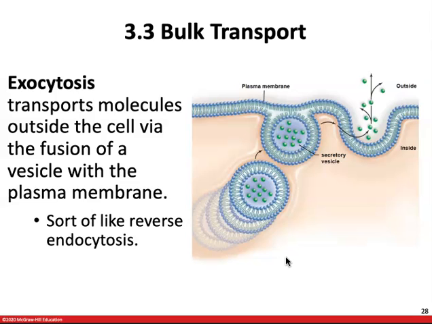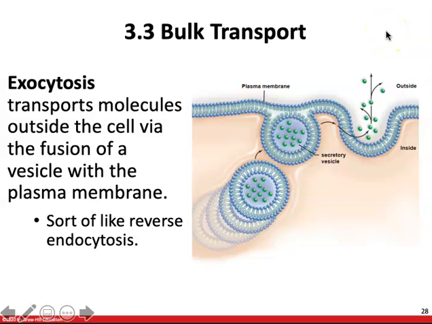Exocytosis is going to be very similar to endocytosis, but in this case, we are going to be removing materials. We're going to be releasing them from the cell. So exocytosis transports molecules outside of the cell via the fusion of a vesicle with the plasma membrane. So it's kind of like a reverse endocytosis. We're going to have our little cargo. We're going to bring it up to the plasma membrane. We're going to fuse our vesicle with the plasma membrane and release that material to the outside.